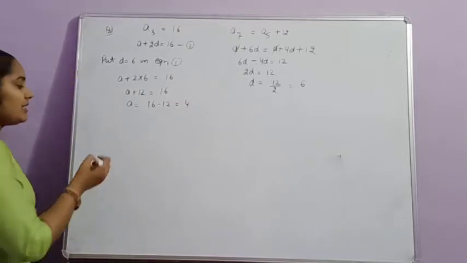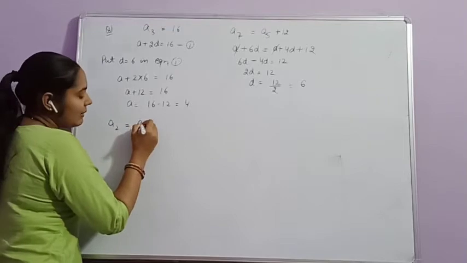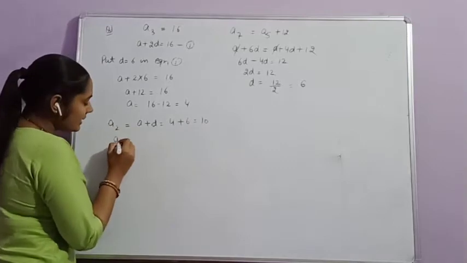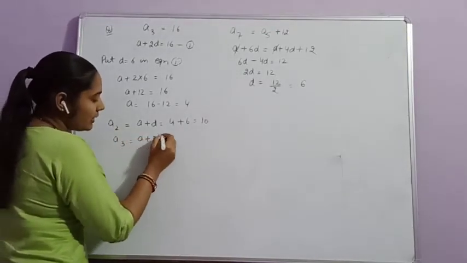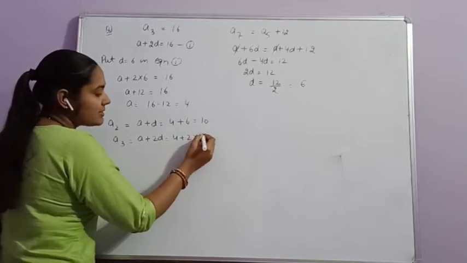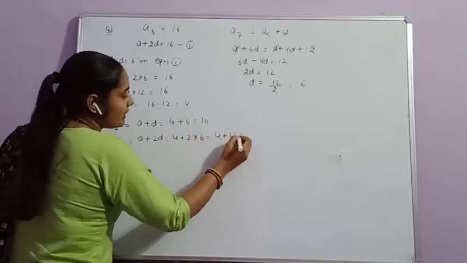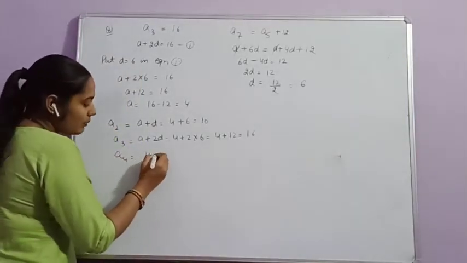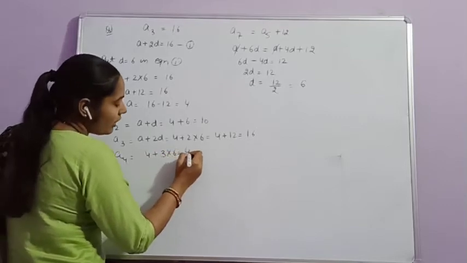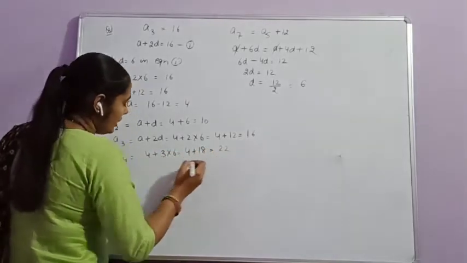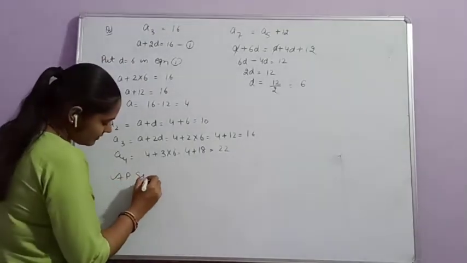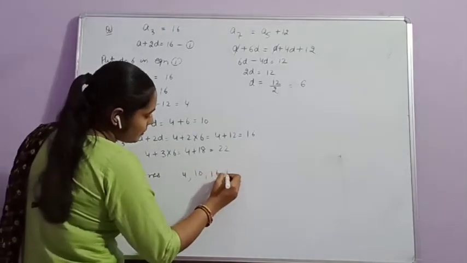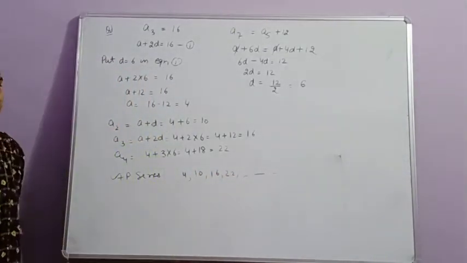And we have to find out AP series, then its second term will be A plus D, that is equal to 4 plus 6, 10. Similarly, third term will be A plus 2D. A is 4 plus 2 into D is 6, 4 plus 12, that is equal to 16. Similarly, A4 will be A plus 3D, 3 into 6, 4 plus 18, that is equal to 22. So, AP series is 4, 10, 16, 22. Clear?